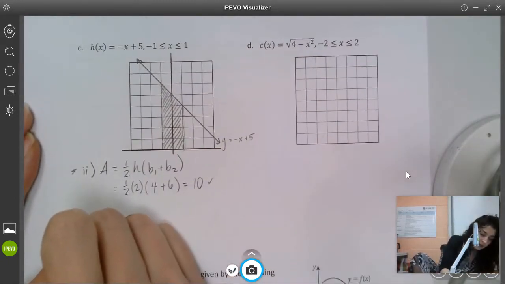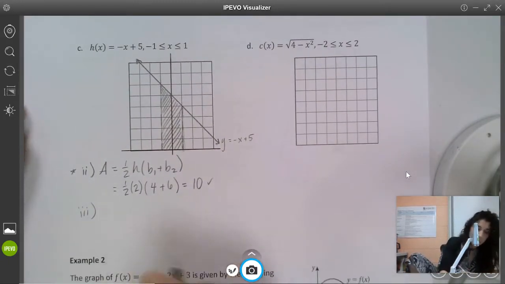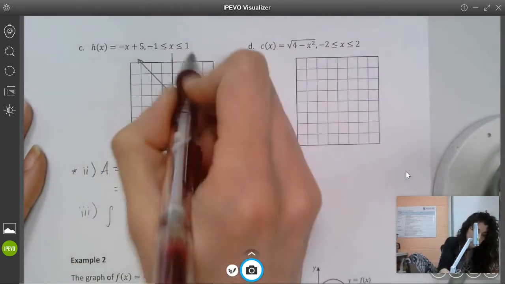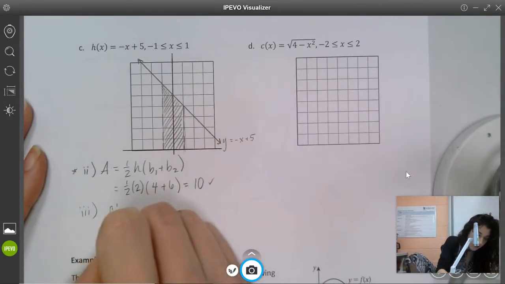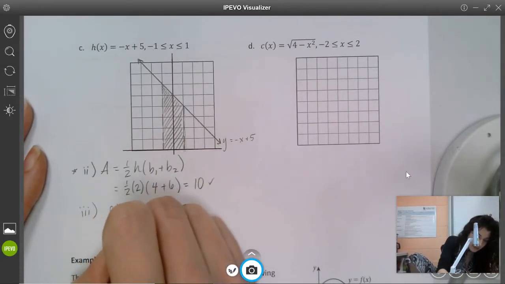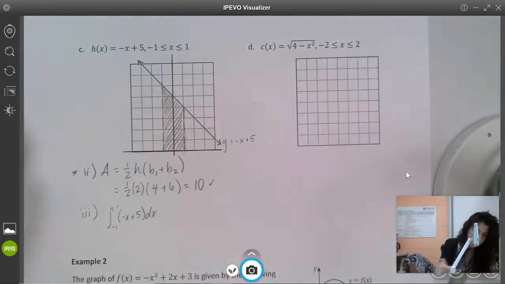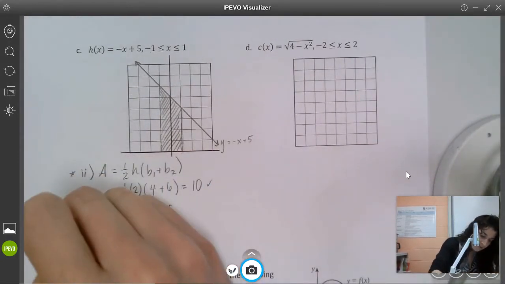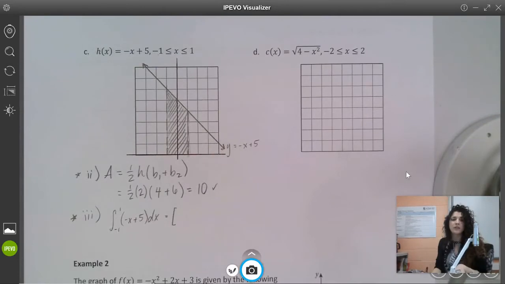So then evaluating the integral, practicing writing the definite integral as well, we're finding the integral between negative 1 and 1 of negative x plus 5 dx. Go ahead and find the general integral for this.